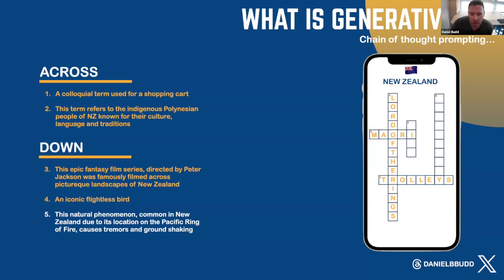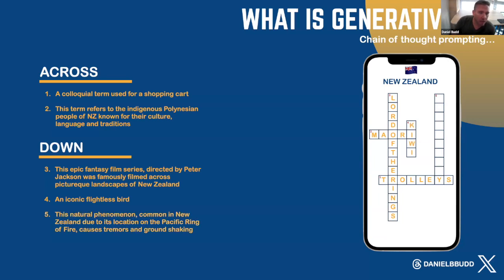And this is where we start to run into a problem. So my next prompt is a natural phenomenon that's common in New Zealand, due to its location on the Pacific Ring of Fire, which causes tremors and shaking. So, of course, this is... Oh, sorry, I missed one. Our iconic flightless bird. Thank you for that. I just saw it pop up in my chat. It is, in fact, the kiwi bird. I was jumping ahead a little bit there.